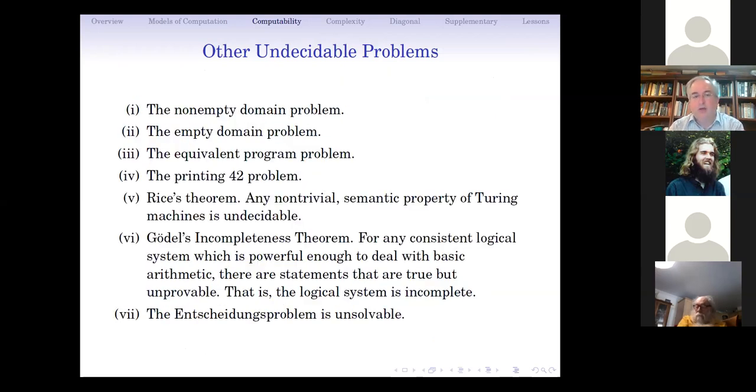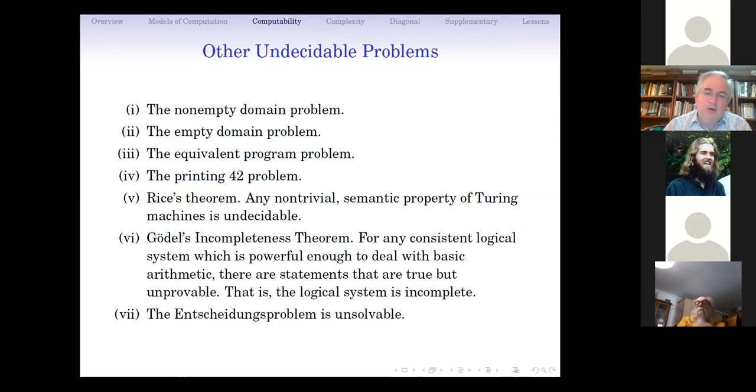Okay, so here are other undecidable function problems. The non-empty domain problem I showed you. The empty domain problem, that's another one. The equivalent program problem, let me just tell you what that is. Given two programs, tell if they produce the same function. That is a non-computable thing, computer can't do that. The printing 42 problem. Given a program, tell me, is there any possible input for which I can get an output of 42? Computers can't tell that. And again, it falls simply out of this setup.